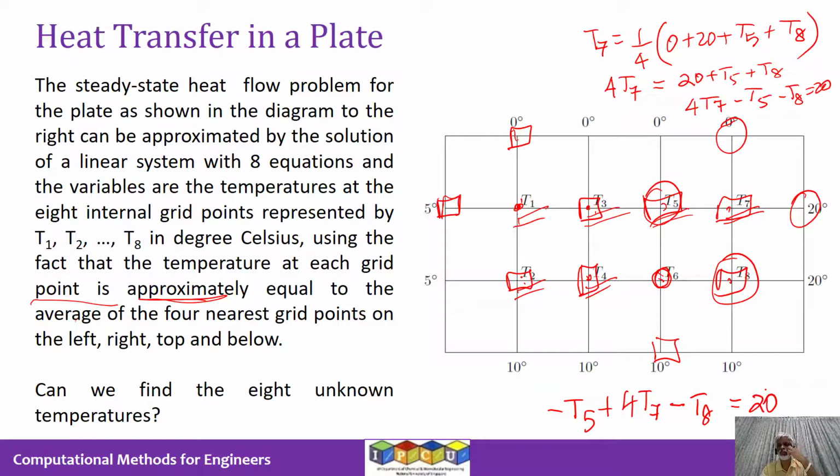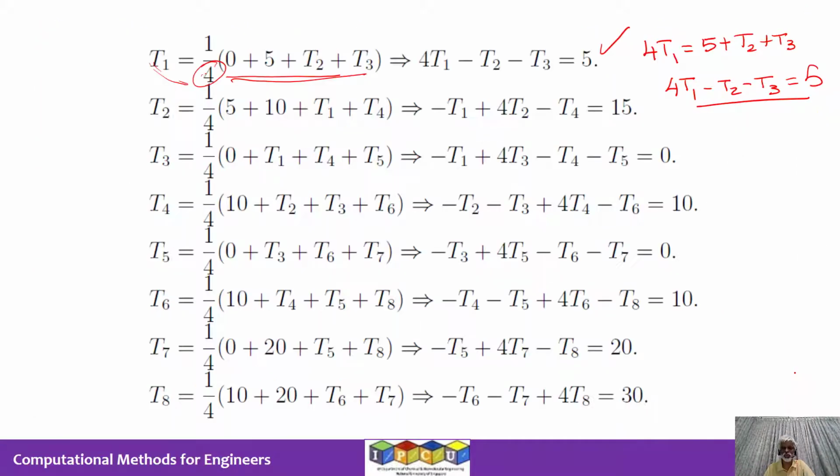So from here to here, what I've just done is I put T5 first and then T7 and then T8, right? So I'm preserving the order of the index, from the lower index to the higher index, without distorting the equation. So you can develop all these equations. All right. So you have 8 equations in 8 unknowns here. So we have an 8 by 8 system.